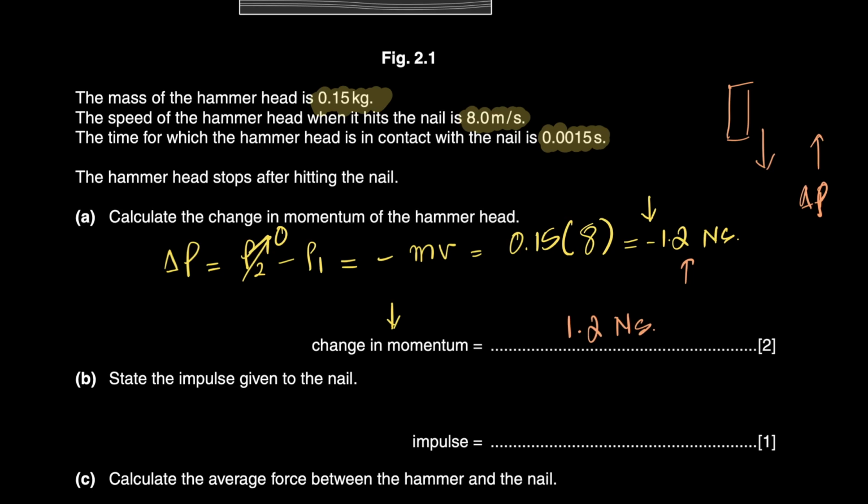The next part says, state the impulse of this that is given to the nail. Well, that's a change in momentum. That's the same as that. So the impulse is 1.2 Newton seconds.